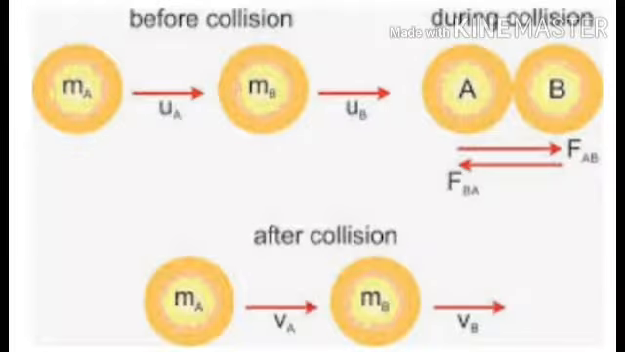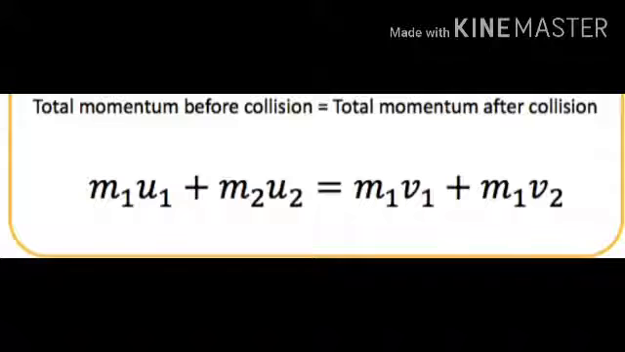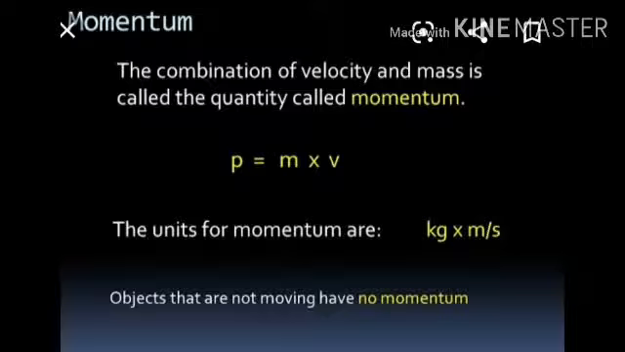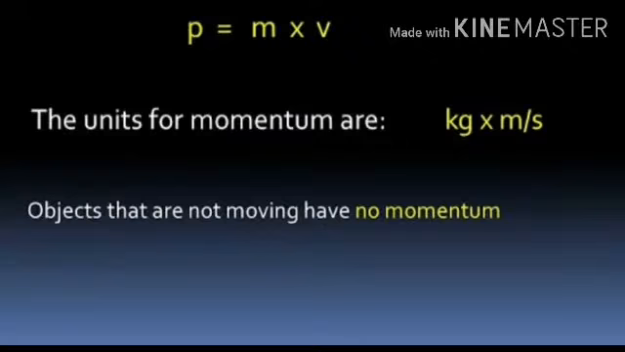As a part of Newton's third law, we are going to explain conservation of momentum. What is conservation of momentum? Total momentum before collision equals total momentum after collision, and the equation is m1 u1 plus m2 u2 equals m1 v1 plus m2 v2. Before going to prove this, we are going to explain momentum once again. Momentum, by mathematical definition, is the product of mass and velocity, p equals mv.